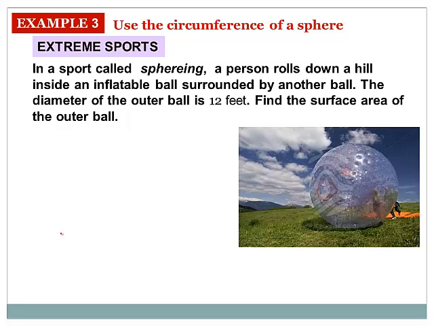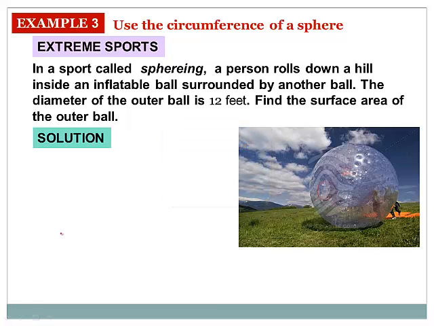Okay, so this particular one reminds me of American Gladiators in the 90s, a sport called sphering, where a person rolls down a hill inside an inflatable ball surrounded by another ball. The diameter of the outer ball is 12 feet. Find the surface area of the outer ball. So go ahead and pause the video and see if you can figure it out.